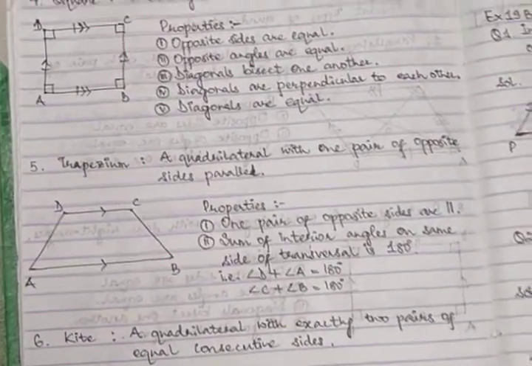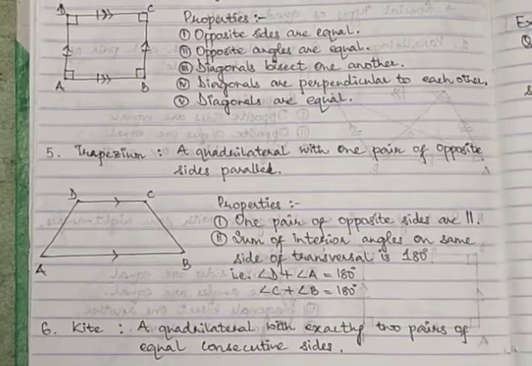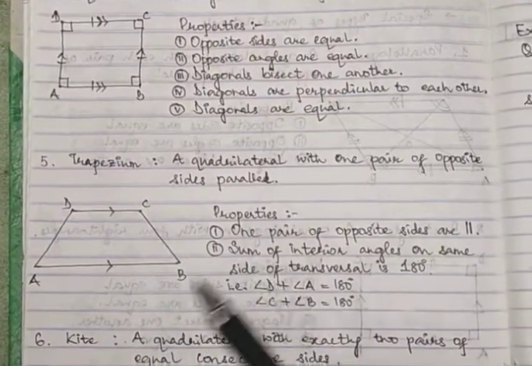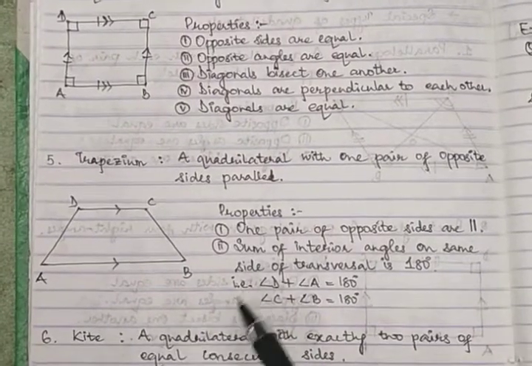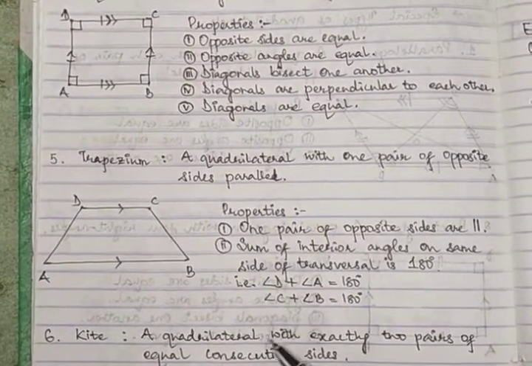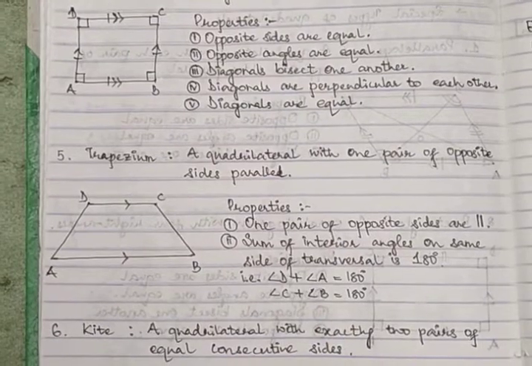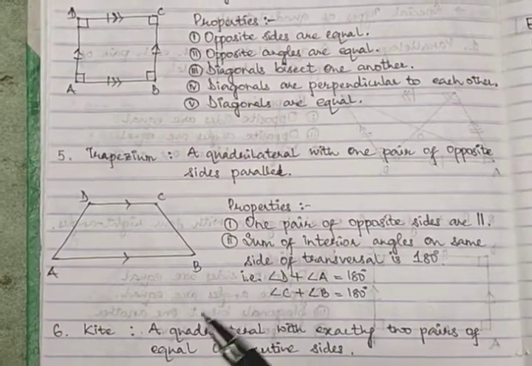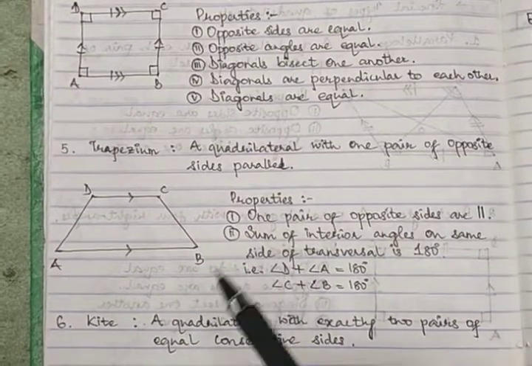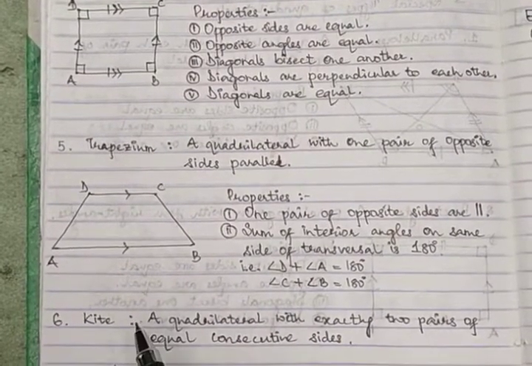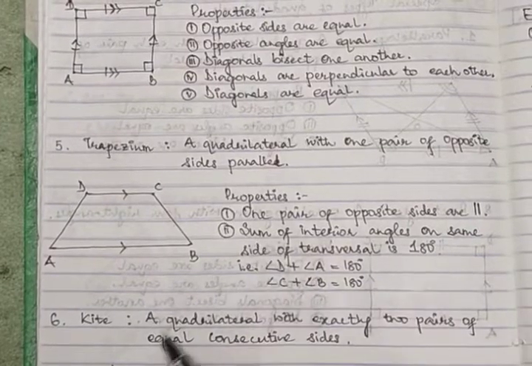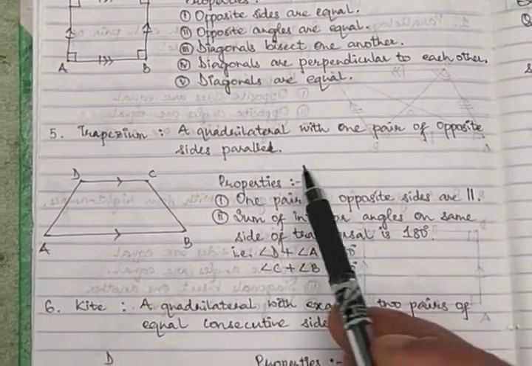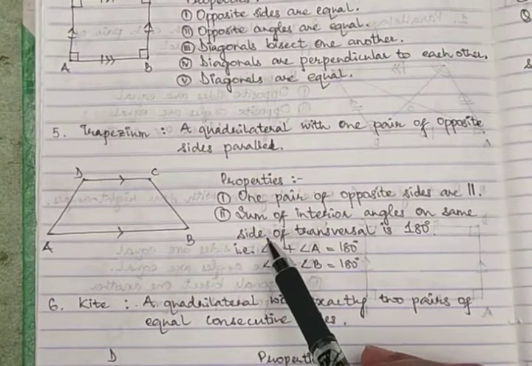Now the next one we have here is a trapezium. A trapezium is a quadrilateral with one pair of opposite sides parallel. As I've already said, any four-sided figure can be called a trapezium, so it can be in any form. What we are trying to do is categorize the different possibilities of four-sided figures. So one of the possibilities is the trapezium, that means a quadrilateral with one pair of opposite sides parallel.